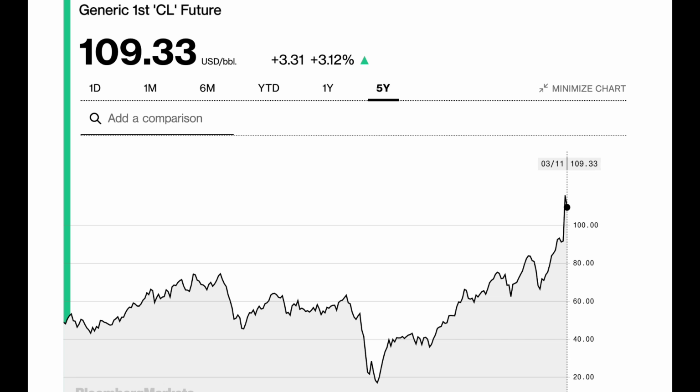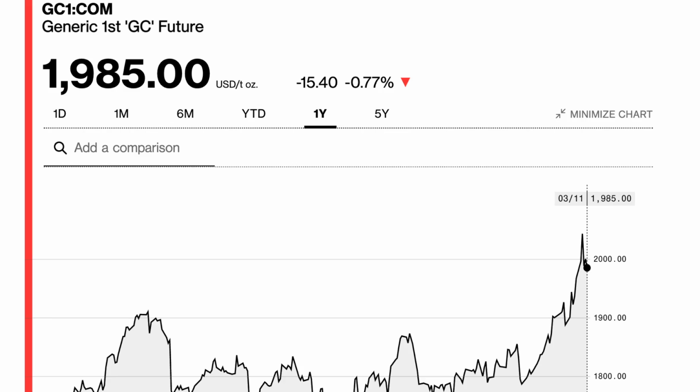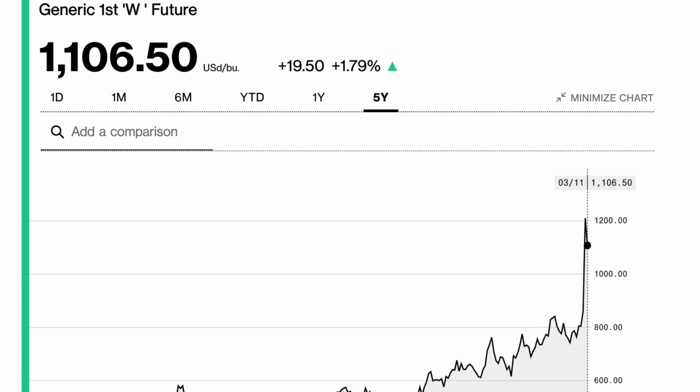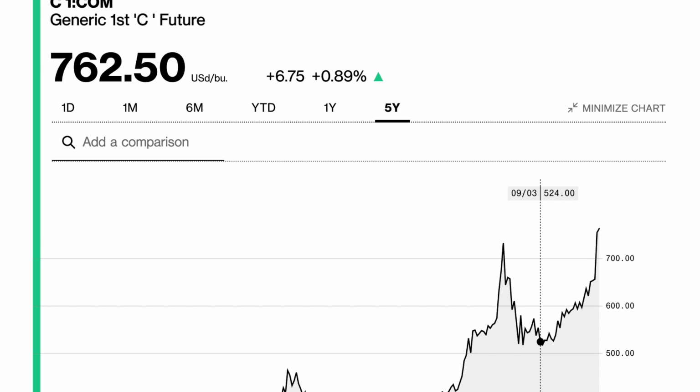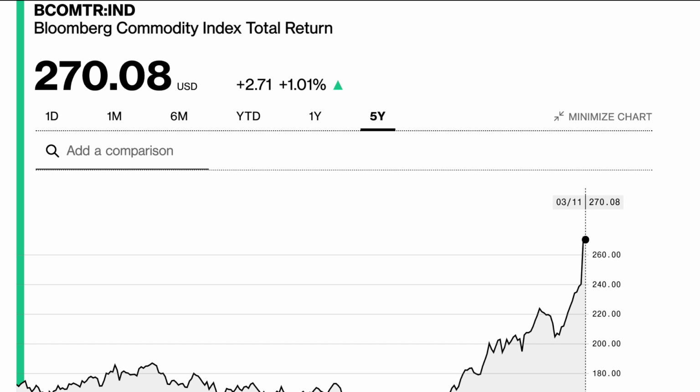Whether you were talking US or European listed energy products, whether you were talking precious metals like gold or silver, whether you're talking agriculture like wheat or corn, everything is on fire. The Bloomberg Commodity Index as a whole keeps reaching newer and higher highs.